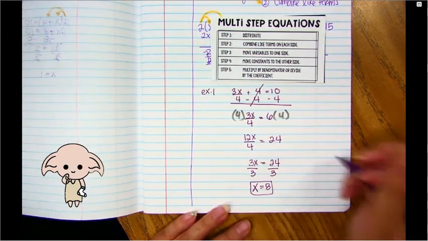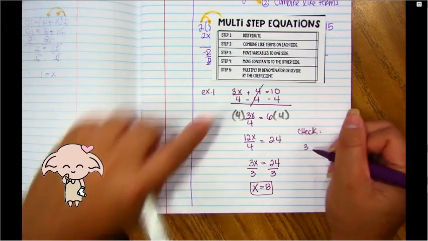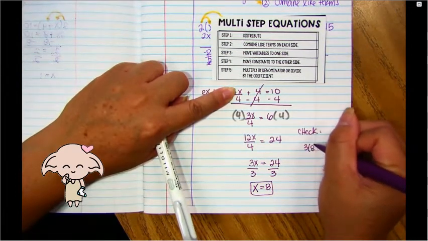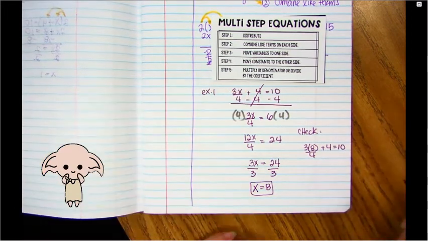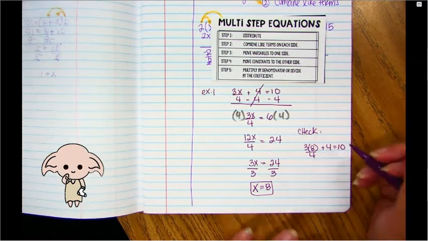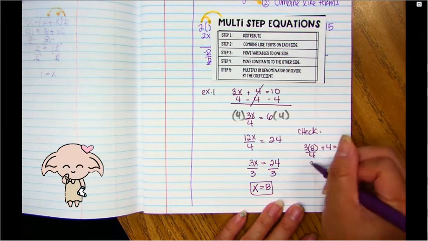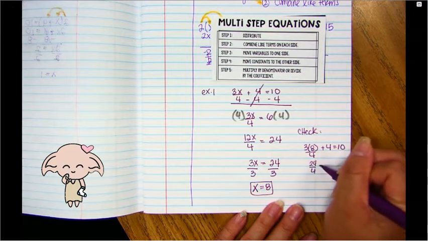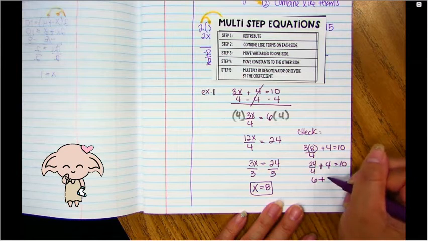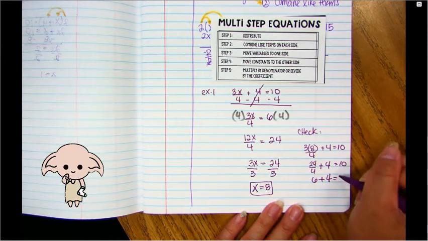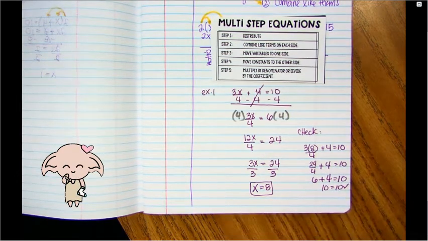Now remember, we can check our work. I'm going to do a little check here to make sure I did it right. I have 3 times 8 divided by 4 plus 4 equals 10. I'm going to use order of operations to simplify this. 3 times 8 is 24, and 24 divided by 4 gives me 6. 6 plus 4 will give me 10. So we did it correctly, and that's how you check to see if you did it correctly.